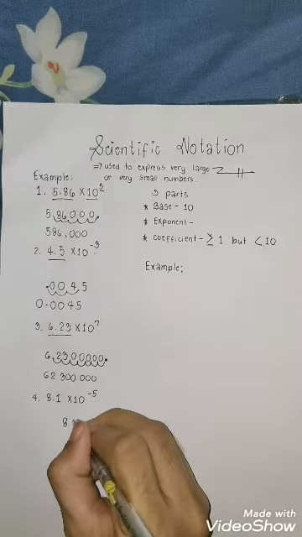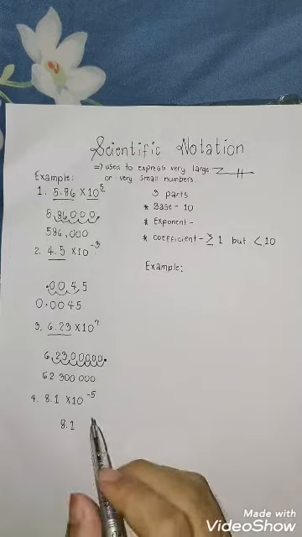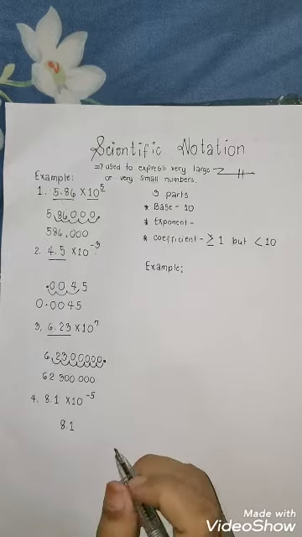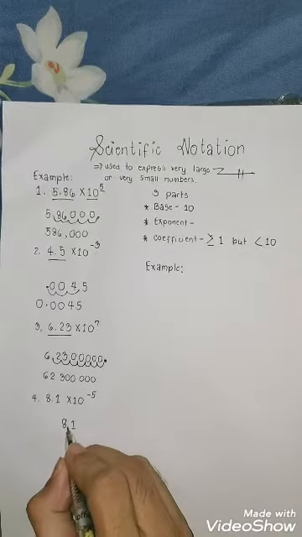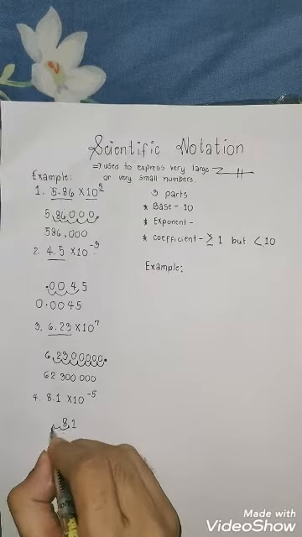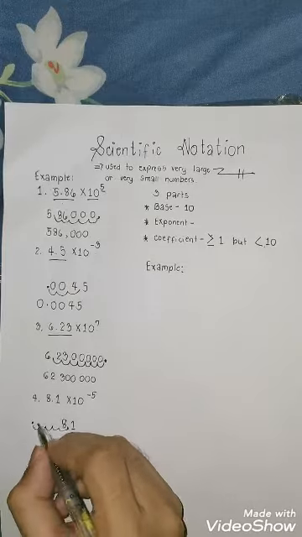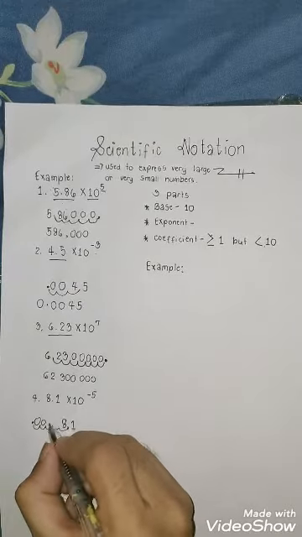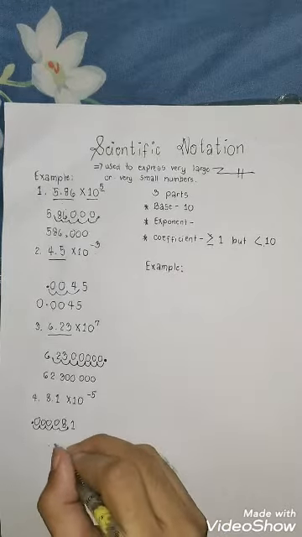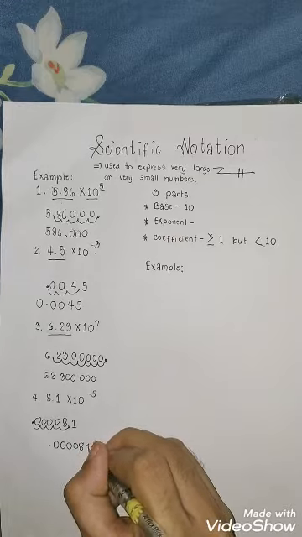coefficient. Coefficient is 8.1. Then, ano ba ang exponent? Negative 5. Sabi ko kanina, kapag negative, bilang tayo galing sa decimal point, papuntang kaliwa. So, 1, 2, 3, 4, 5. So, nandito na ngayon ang ating point. So, we have 0, 0, 0, 0. So, magiging sagot na natin ay point 0, 0, 0, 0, 8, 1.